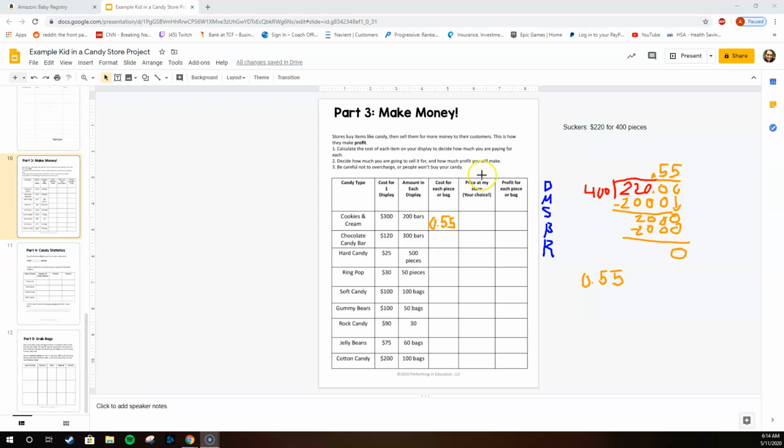So now we have to decide how much are we going to sell it for and how much profit we will make. But we have to be careful not to overcharge or people won't buy your candy. So these must be pretty big suckers if they're going to cost 55 cents a piece when we're buying them. So I would probably sell my suckers for $1.